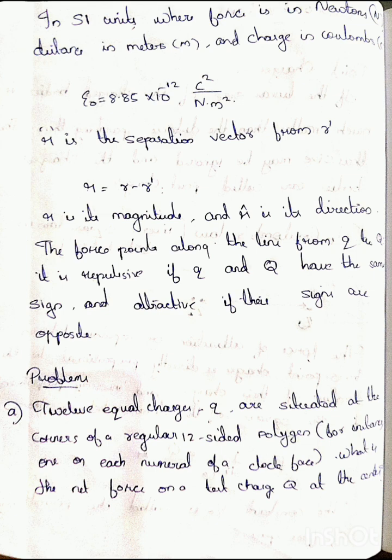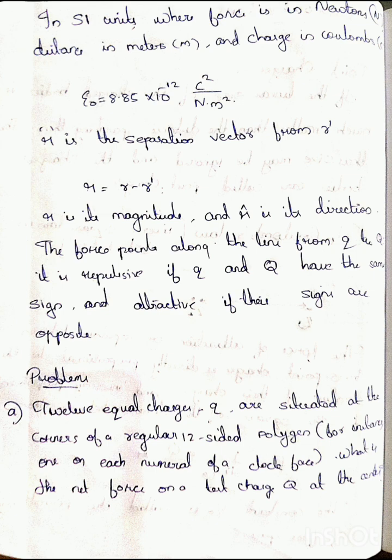R is the separation vector from r dash. R is equal to r minus r dash. R is its magnitude and r cap is its direction. The force points along the line from q to capital Q. It is repulsive if q and Q have the same sign and attractive if their signs are opposite.